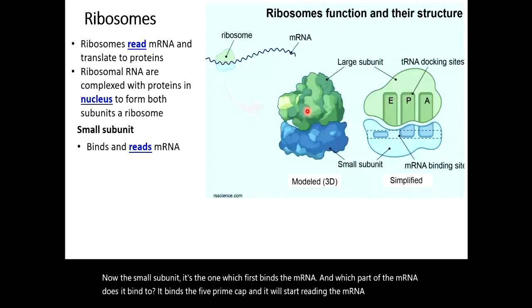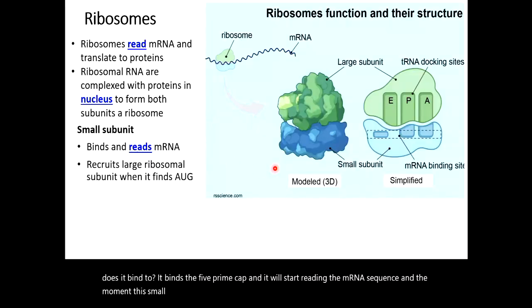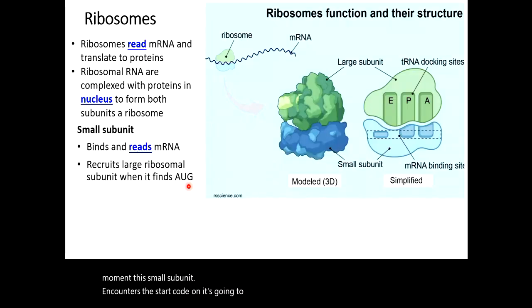And the moment this small subunit encounters the start codon, it's going to recruit the larger subunit to come and bind, and thereby it will make the ribosome complex.